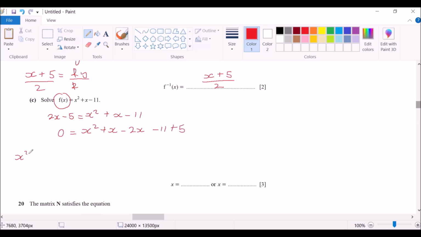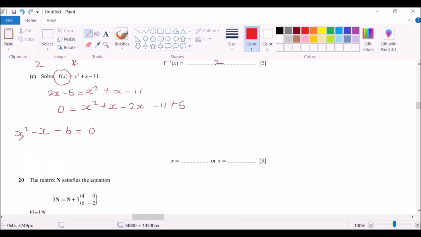Then we have x squared, x minus 2x is minus x, minus 11 plus 5 is minus 6, is equal to 0. Then we factorize. We have x squared minus 3x plus 2x minus 6. We have broken down minus x into factors of minus 6x squared. When we multiply these two, we get minus 6x squared. And when we add them, we get minus x.